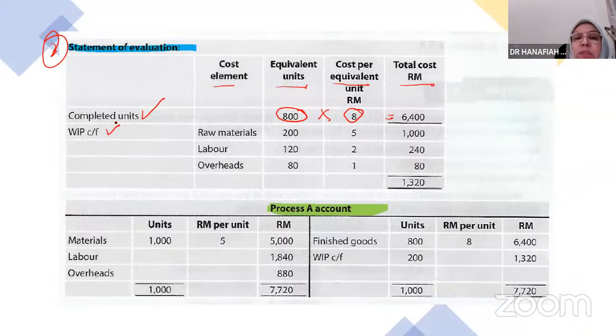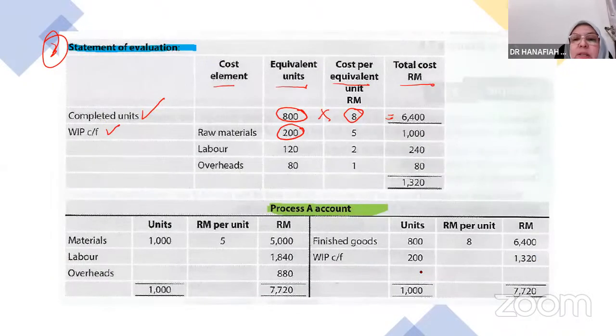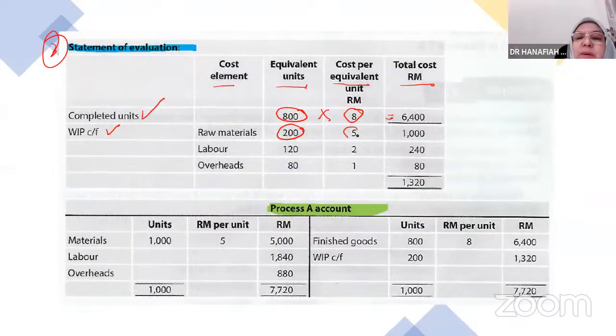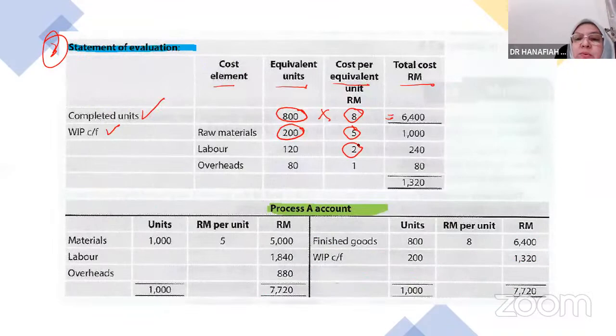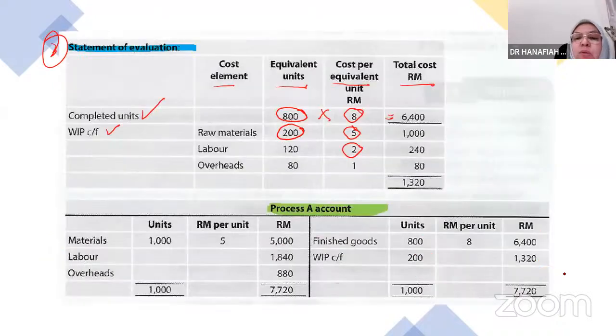And now you also need to calculate the work in progress. What you can do here, the raw material is 200. Please refer to the price of labor. Okay, it is 2 ringgit. Sorry, the price of raw material is 5 ringgit, so times 5. The labor is 2 ringgit, we times 2. And the overhead is 1 ringgit, you times 1.